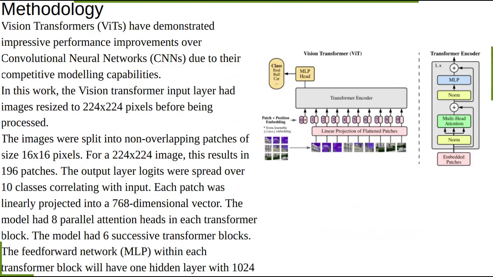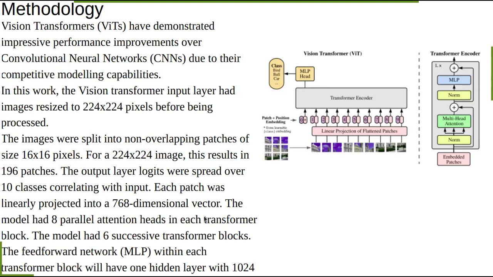In this work, the vision transformer input layer had images resized to a fixed pixel size, and then they were split into patches, which is the attention process. For the image, that results in 196 patches when you divide the image pixels by the patch pixels. Now, the output layer logits were spread over the 10 classes correlating with the input. Each patch was linearly projected into 768.